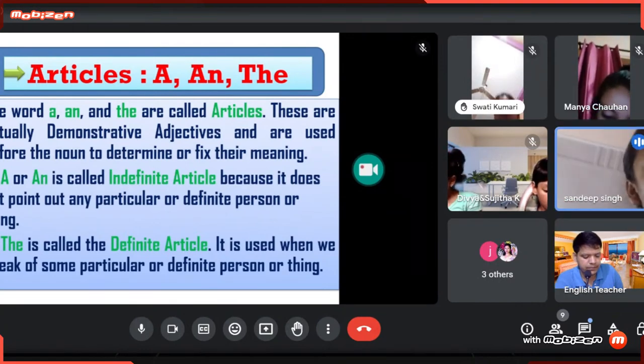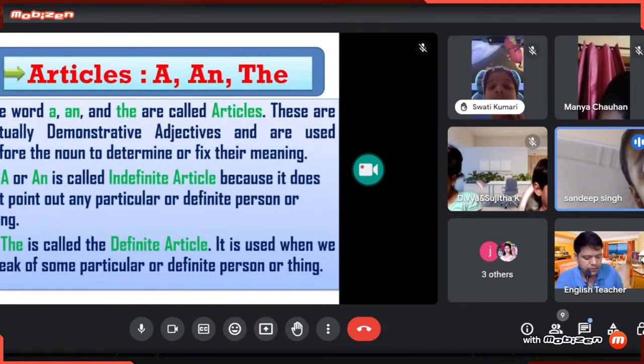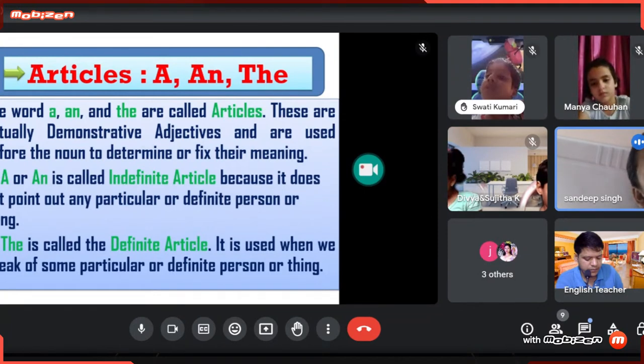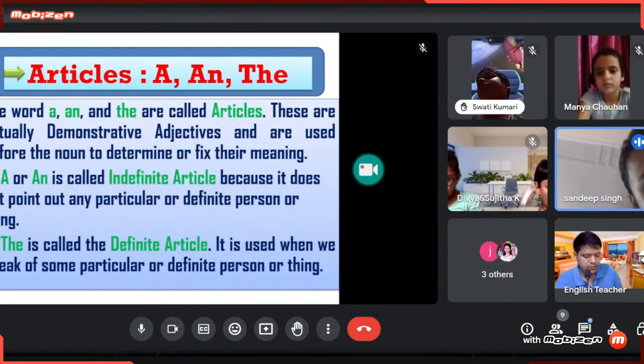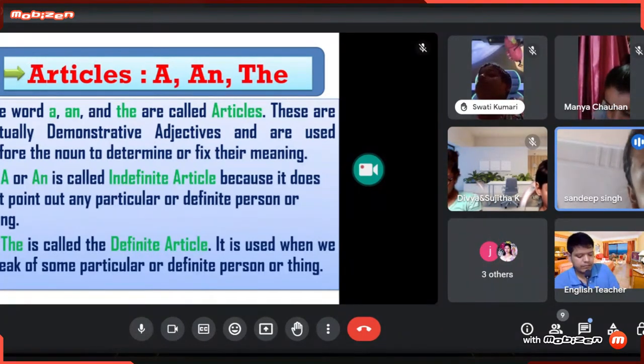Okay, sir. The word a, an, and the are called articles. These are actually demonstrative adjectives and are used before the noun to determine or fix their meaning. A or an is called indefinite article because it does not point out any particular or definite person or thing. The is called the definite article. It is used when we speak of some particular or definite person or thing.